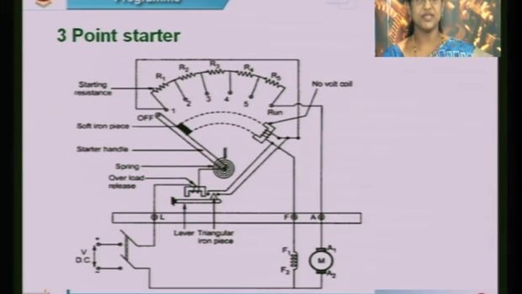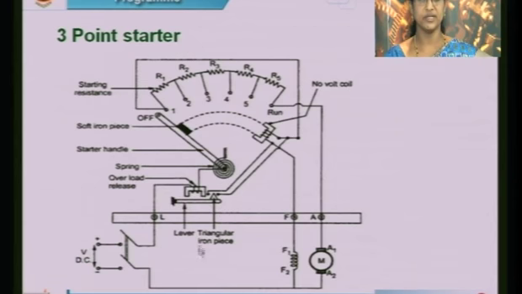Okay. And you see the construction here. Here the L is connected to this overload release. This is the electromagnet. Here we have 2 electromagnets. This is one electromagnet, another one is this. Here we have connected to this field winding. This is called the no volt coil. There are 2 electromagnets, one is the no volt coil, another one is the overload release.